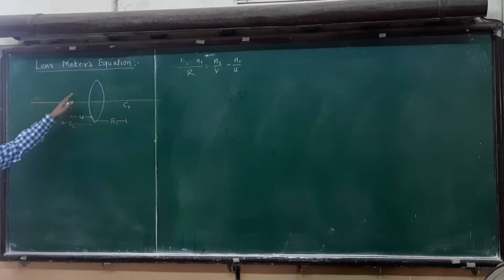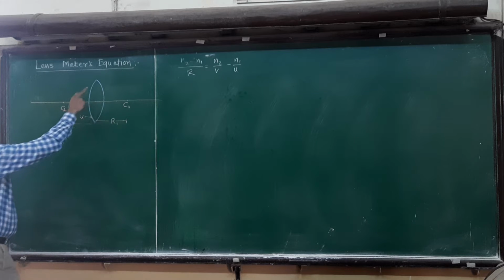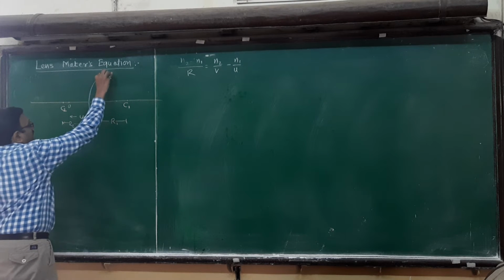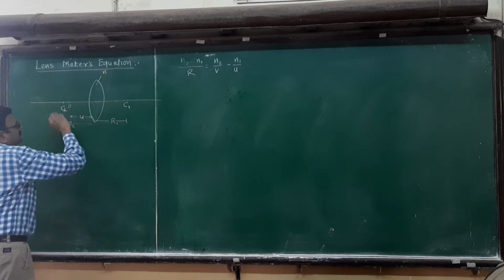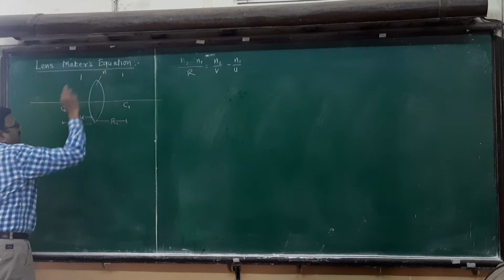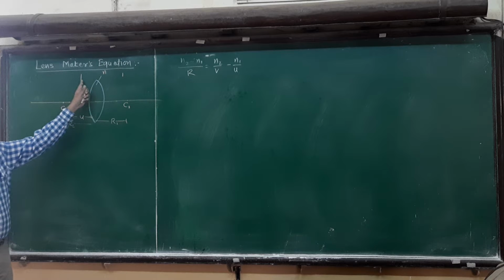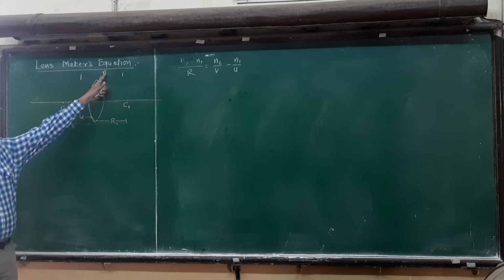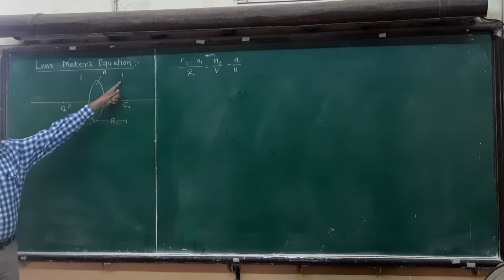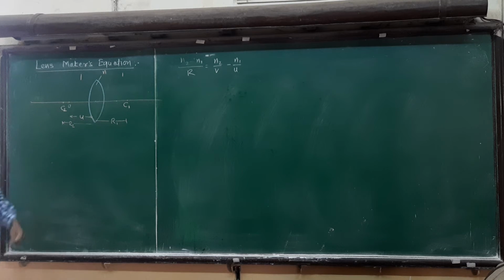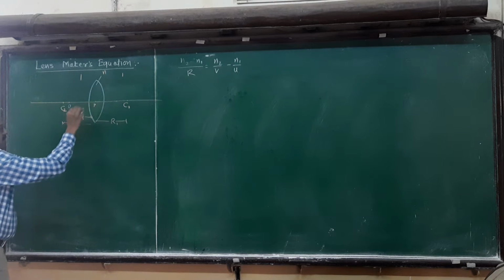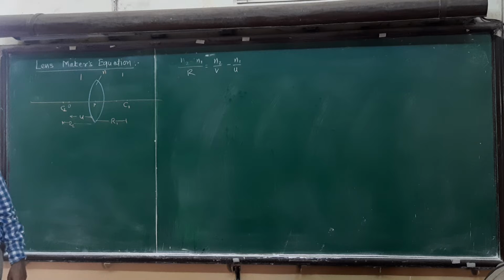Now we consider that this lens has a refractive index n, and outside there is a medium, air, having refractive index 1. That's why we separate the two media. The lens medium has refractive index n, and the medium at the first curved surface has refractive index 1. O is the point where the object is placed, and P is the pole.